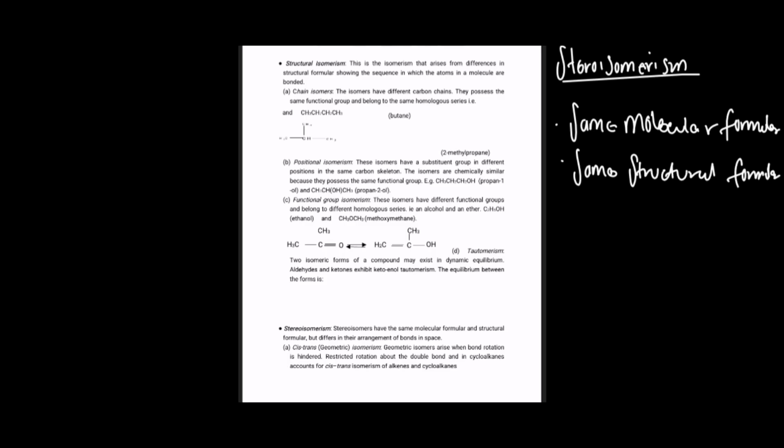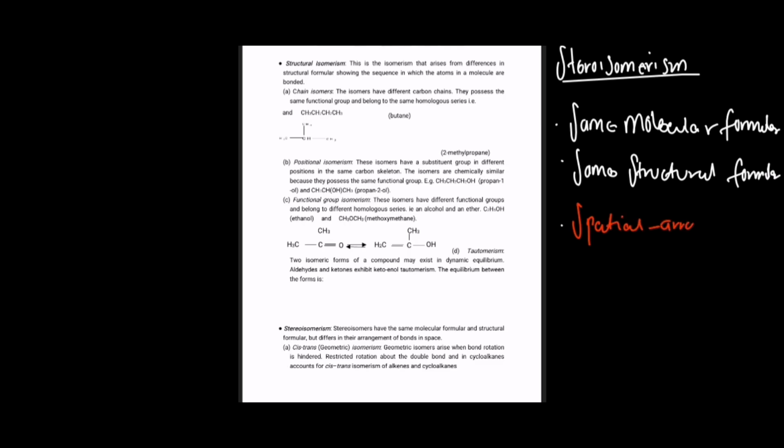In stereoisomerism, the compounds have the same molecular formula, the same structural formula, but different spatial arrangement. That is the way they are being positioned. They have the same functional group, the same molecular formula, the same structural formula, but different spatial arrangement.